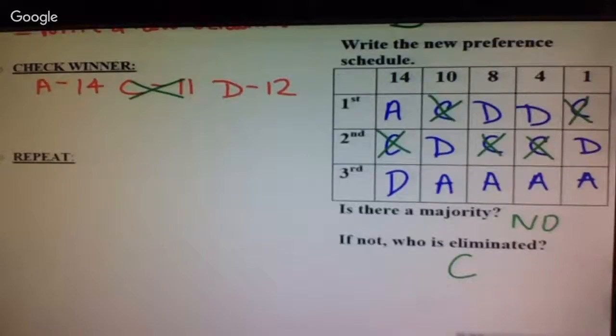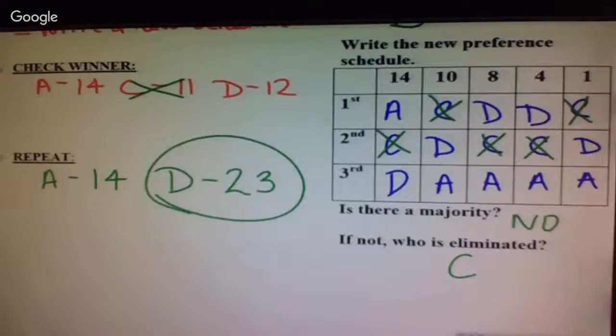All right, instead of taking the time to rewrite this preference schedule again, you can see A only wins this first column. So A still has 14. D is on top for every other column once I get rid of C. So D now has 23 points. So D is now my winner.